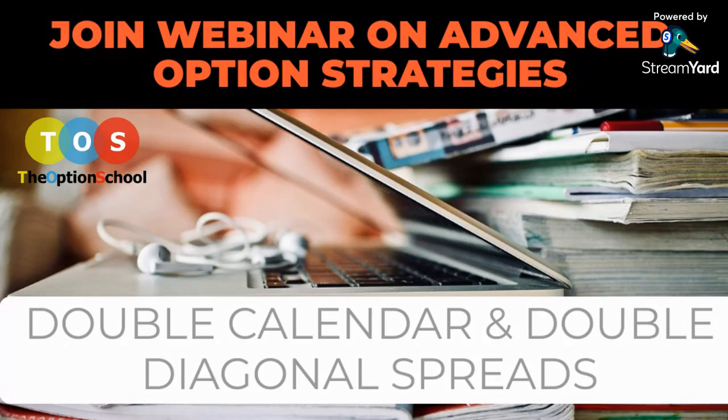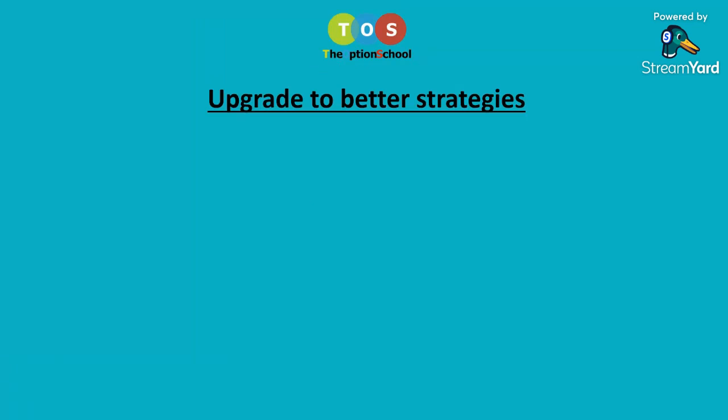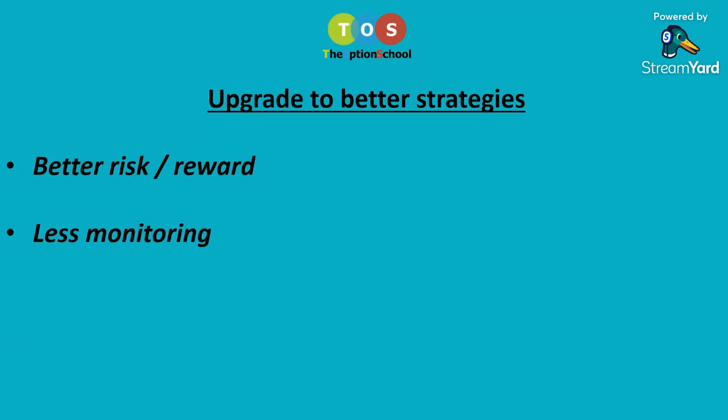If you are already trading simple option trading strategies like naked call, naked put, or maybe a short strangle, then definitely it's time to upgrade to more advanced option trading strategies, which are double calendar spreads and double diagonal spreads. So why should I upgrade to better strategies? Because a better risk and reward relationship is there in these strategies. You require less monitoring, and adjustments are also easier compared to an open strategy like a short strangle.